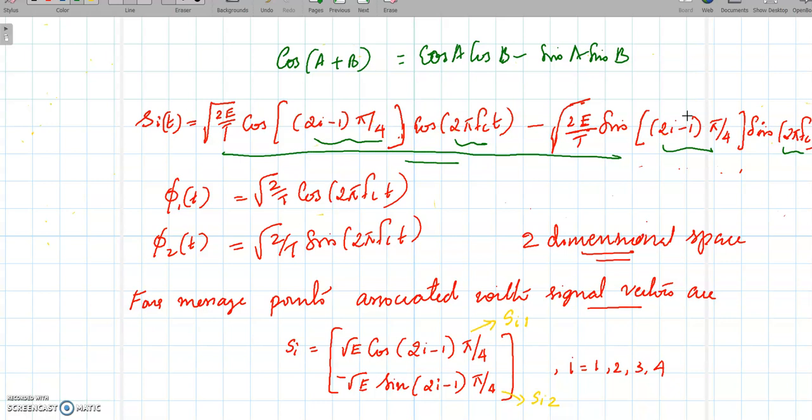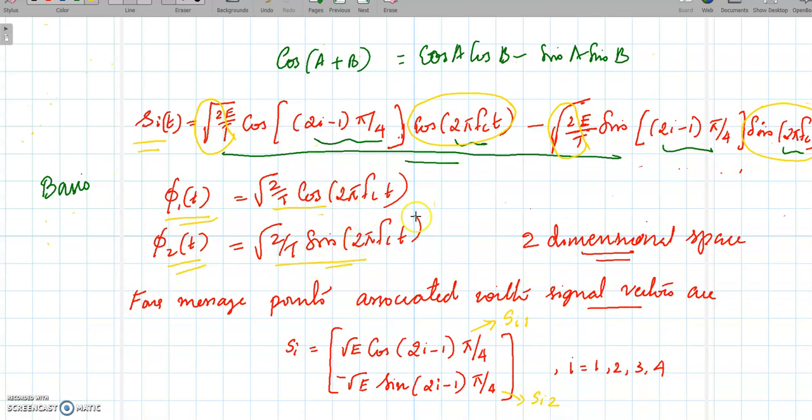Now we have to draw the signal space diagram of this QPSK. In order to draw it, first you have to find the basis functions, because you have to represent the symbols in terms of basis functions. In this expression for the transmitted symbol, I take the carrier, that is root of 2 by T into cos 2 pi fct, as my first basis function phi 1. Similarly, I take root of 2 by T into sin 2 pi fct as my second basis function phi 2.